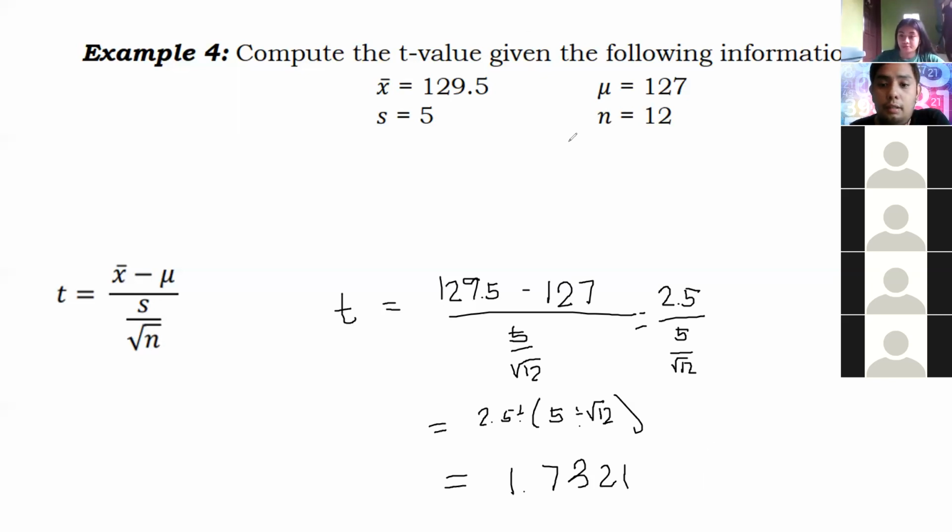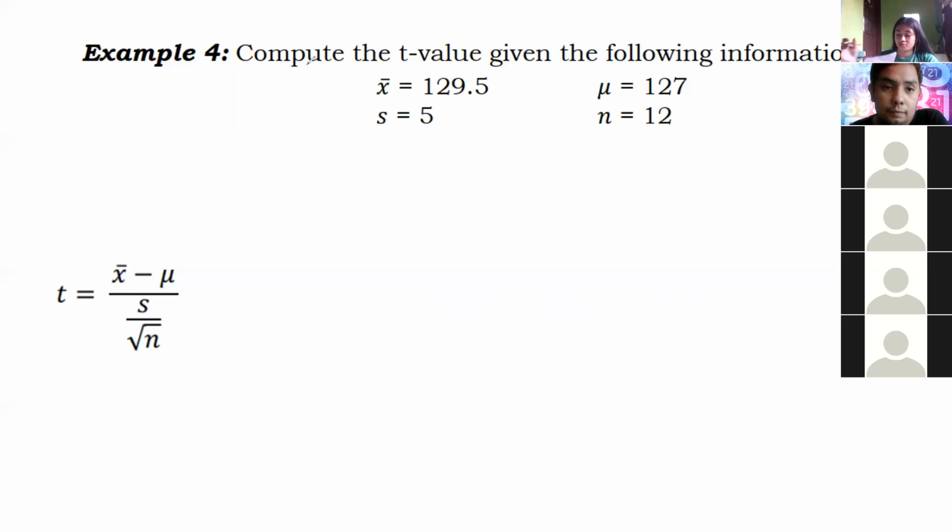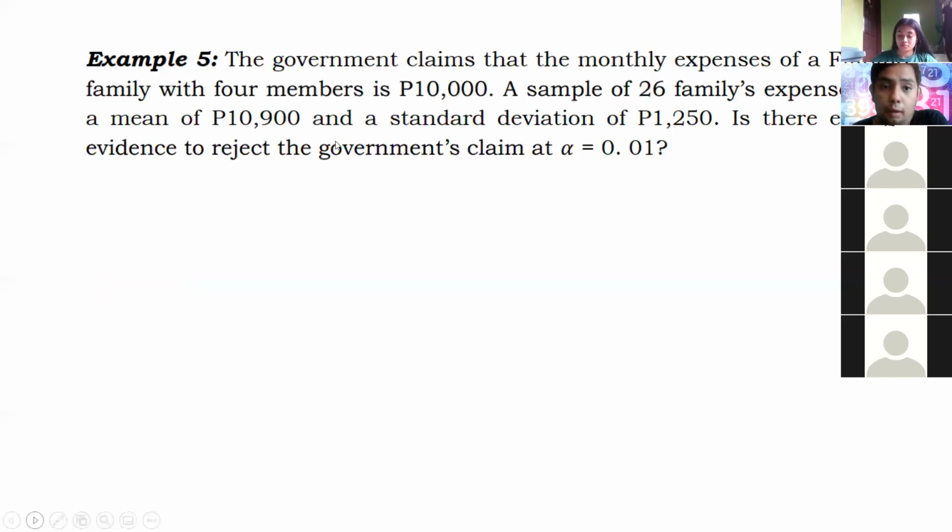So let's have another one. Let's clear this up. Okay, how about this one? Hindi naman siya given na as given. The government claims that the monthly expenses of a Filipino family with four members is 10,000. A sample of 26 family expenses has a mean of 10,900 and a standard deviation of 1,250. Is there enough evidence to reject the government claim at alpha is equals to 0.01? Later ko papaliwanag yung 0.01 yan.